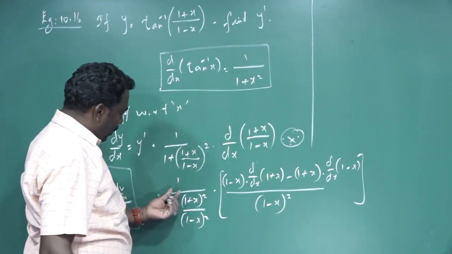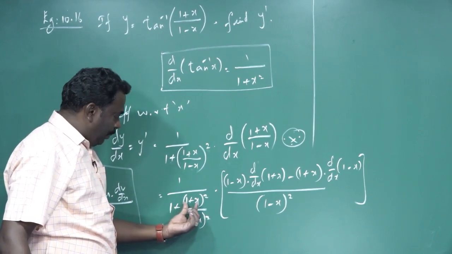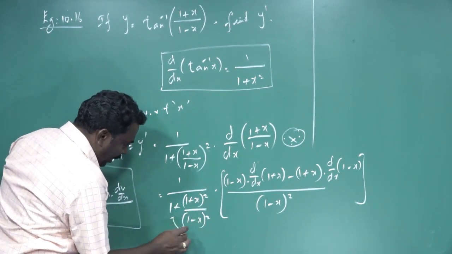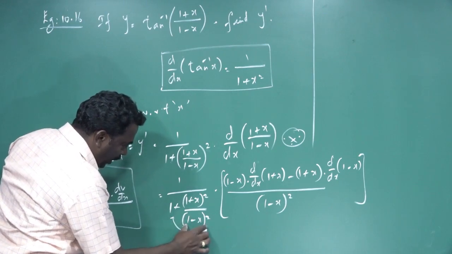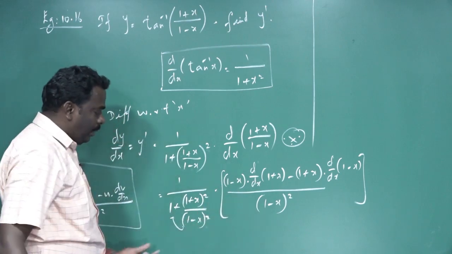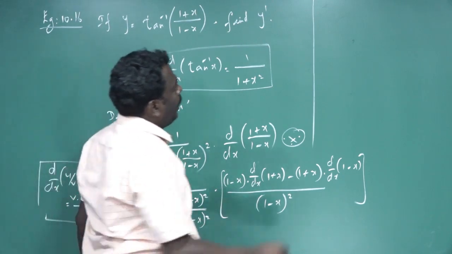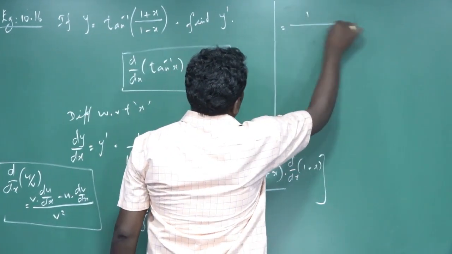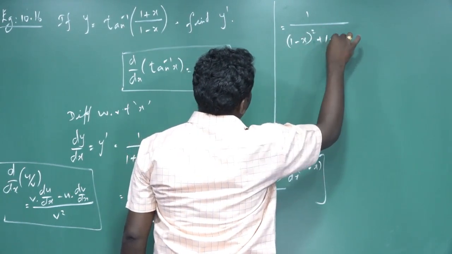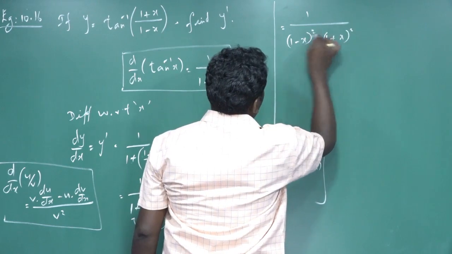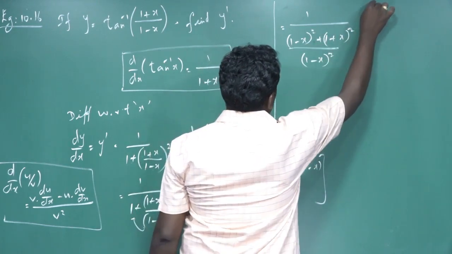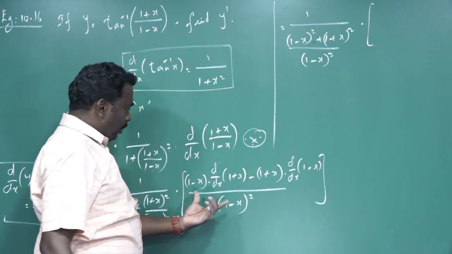What is it? First term: 1 by (1 plus x) whole square by (1 minus x) whole square. Just take the common denominator: (1 minus x) whole square plus (1 plus x) whole square by the common denominator, equal to 1 minus x square. That is equal to 1 by (1 minus x square) plus (1 plus x square), common denominator by (1 minus x square), into the bracket. Then come to the second bracket.